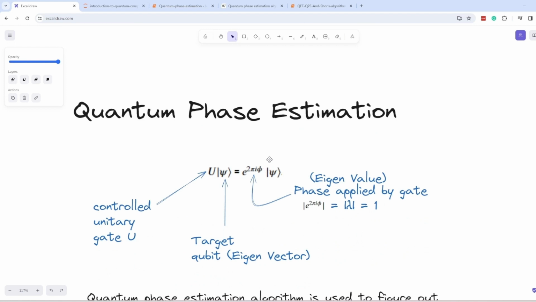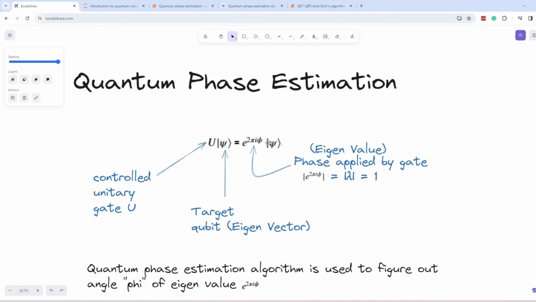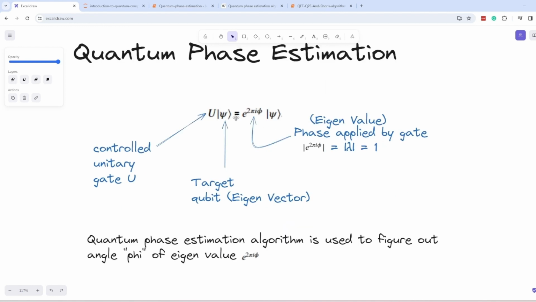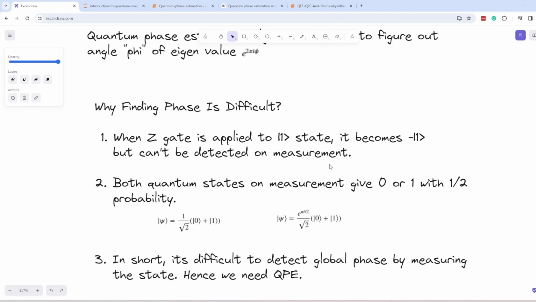And if we know the value of phi, then we can calculate this e to the power 2 pi i phi. That's why in quantum phase estimation we try to find the value of phi so that we can find this eigenvalue. Now the question arises, why are we doing this, meaning why is it so difficult to measure this eigenvalue directly? So let's see some examples.